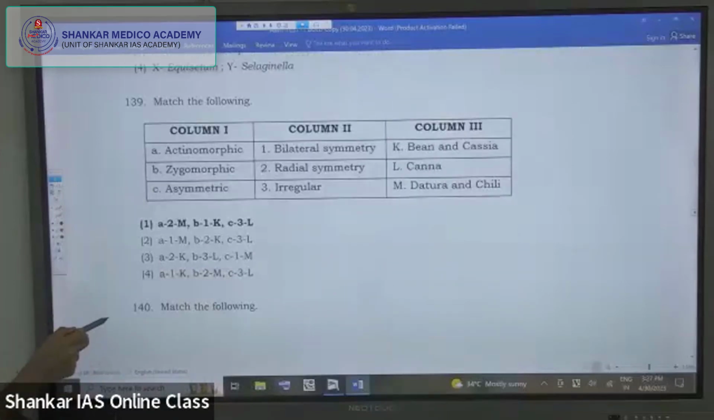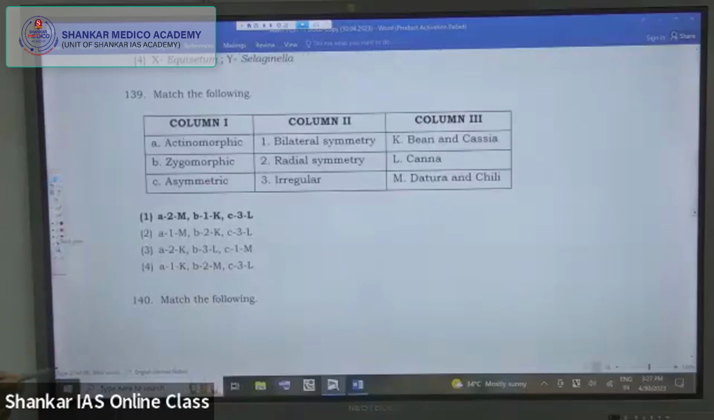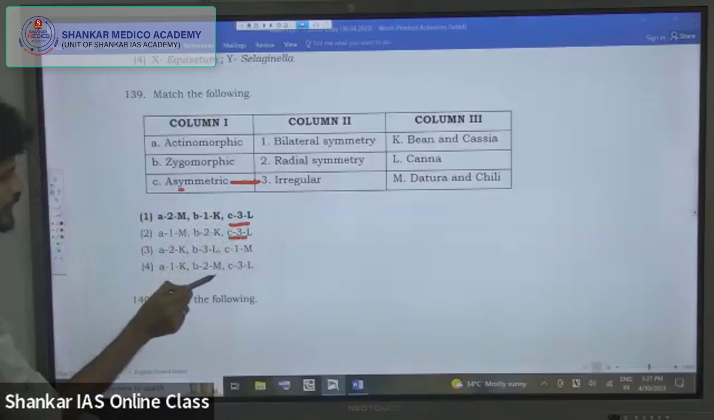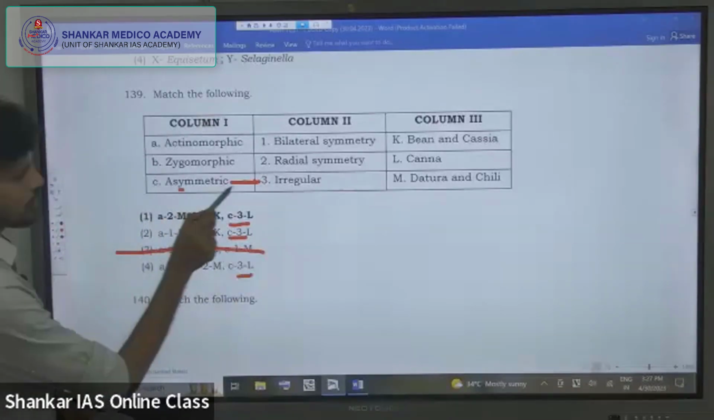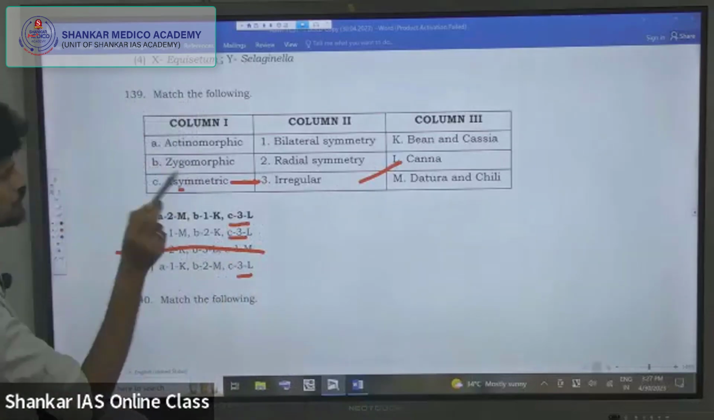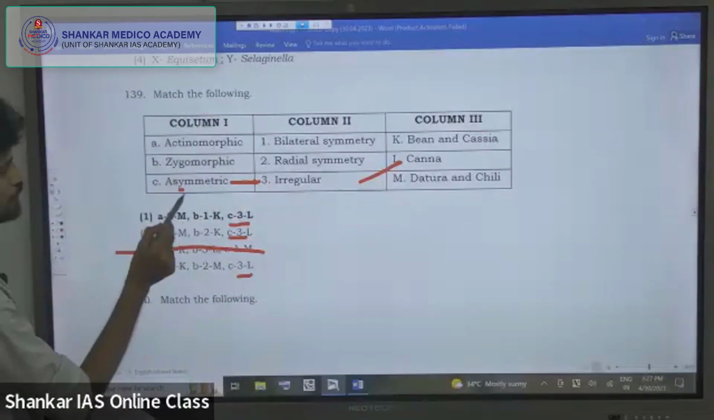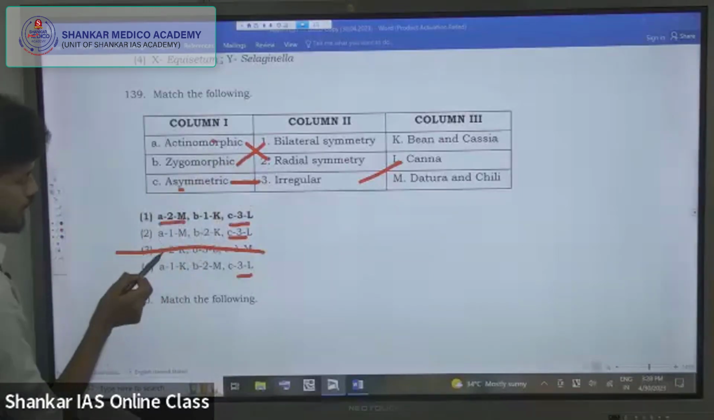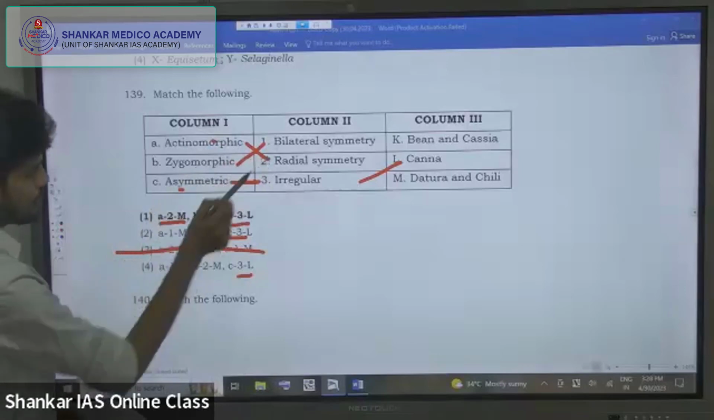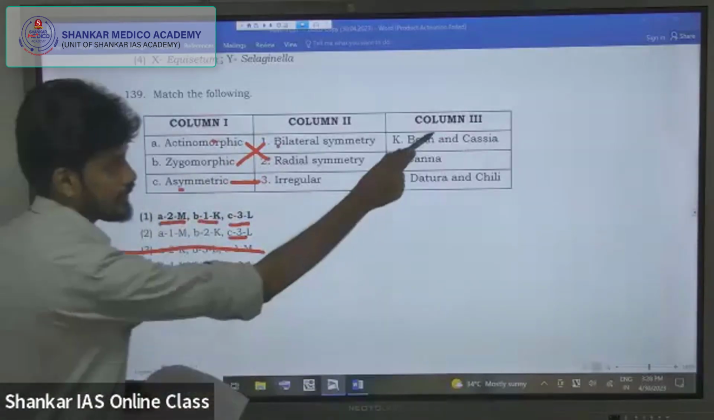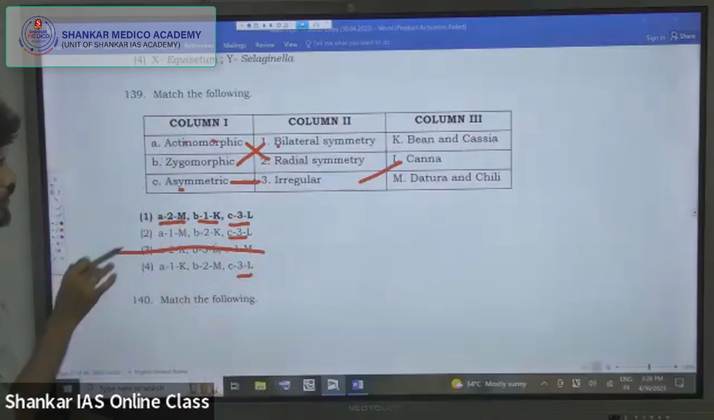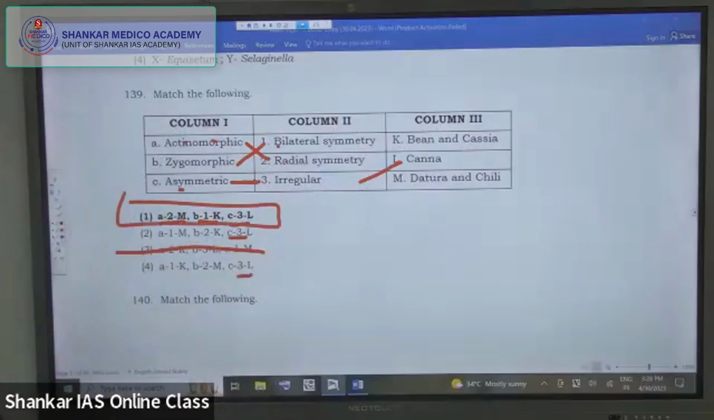Then this is the match the following. I have given actinomorphic, zygomorphic and asymmetric flowers. From this you can see asymmetric will be irregular, so C will be 3. They have given three options, so you can eliminate option 3. Irregular, for example, is Canna. The remaining are actinomorphic and zygomorphic. Actinomorphic is radial symmetry and zygomorphic is bilateral symmetry. So A will be 2 and B will be 1. Without knowing column 3, if you know what is actinomorphic, zygomorphic and asymmetric, you can easily opt for option 1.